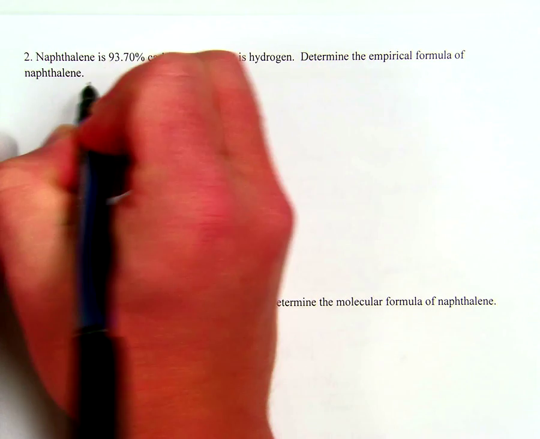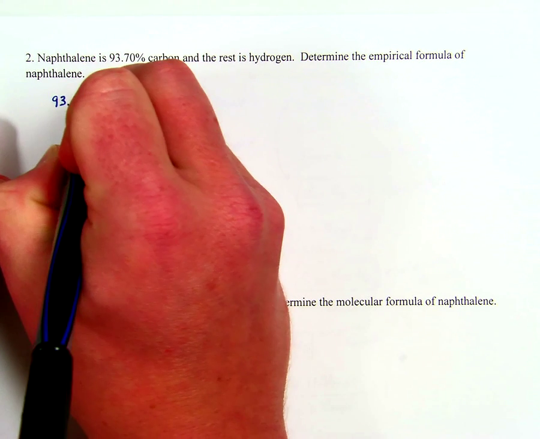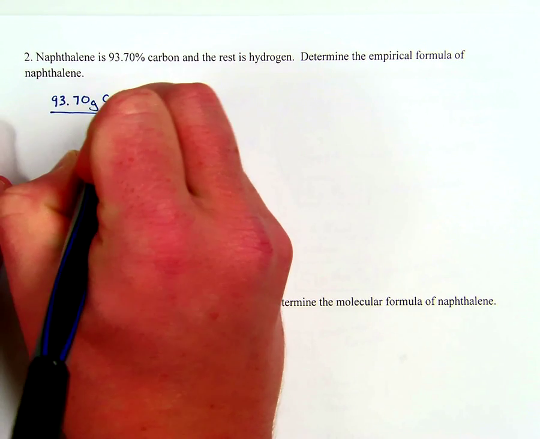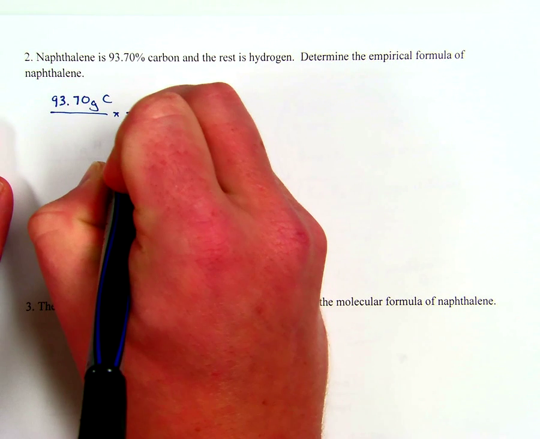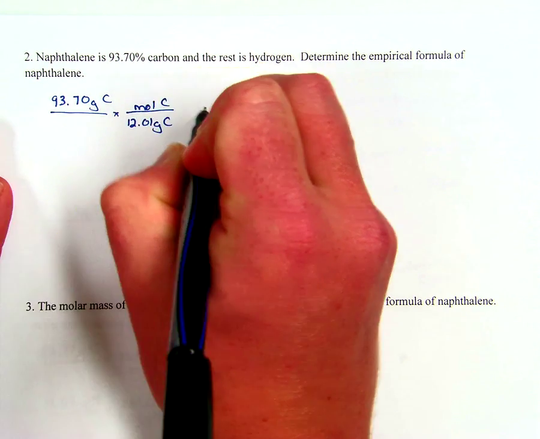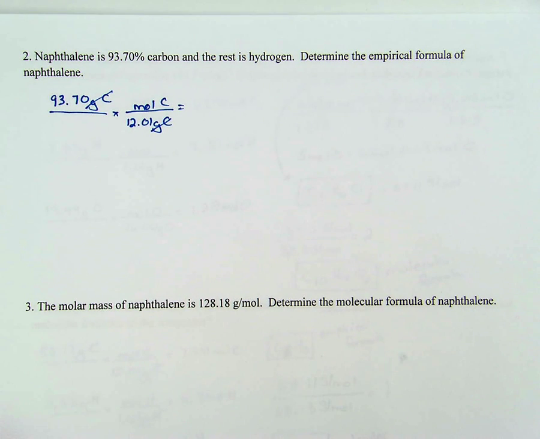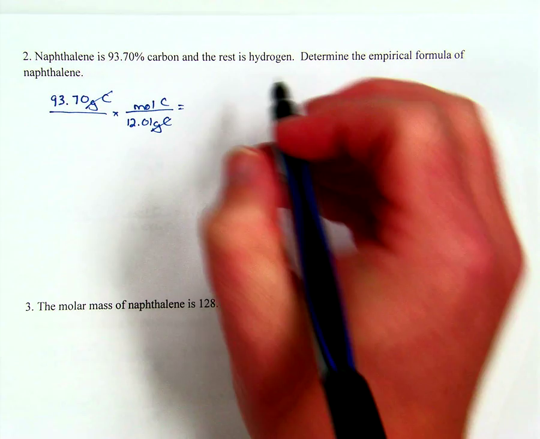And again, just using the molar mass to convert to moles. Grams cancel. That gives us 7.801 moles of carbon. And then the rest is hydrogen.